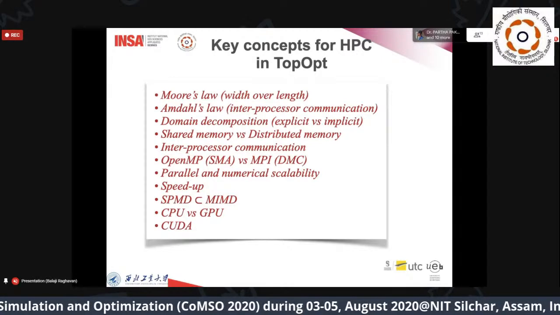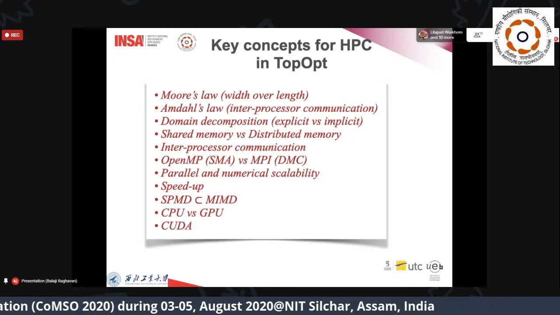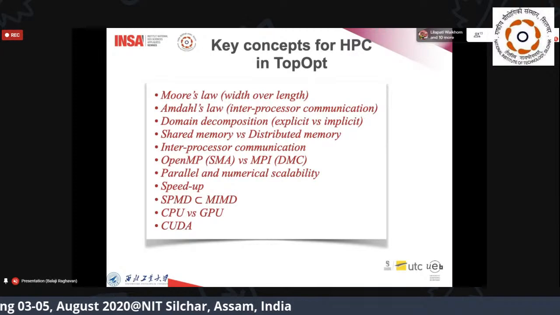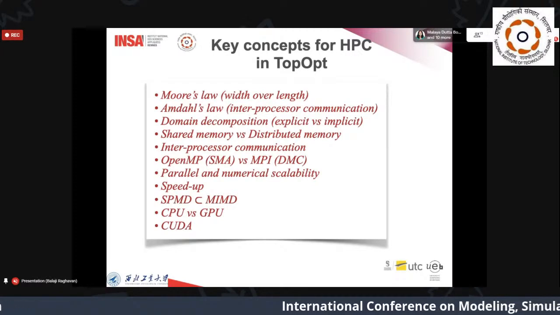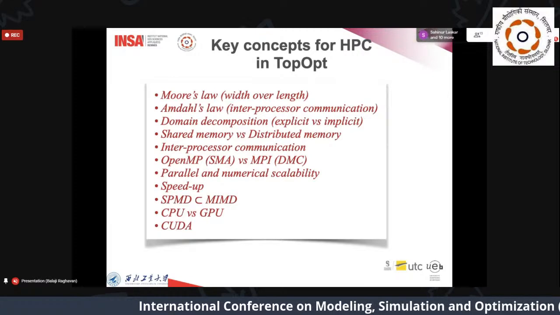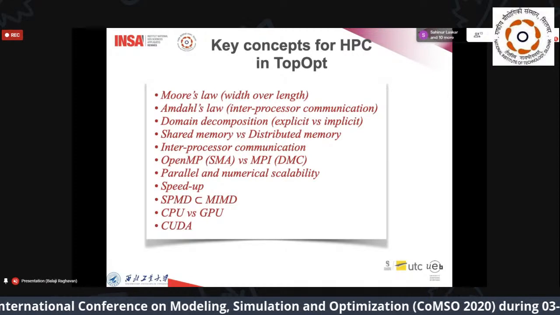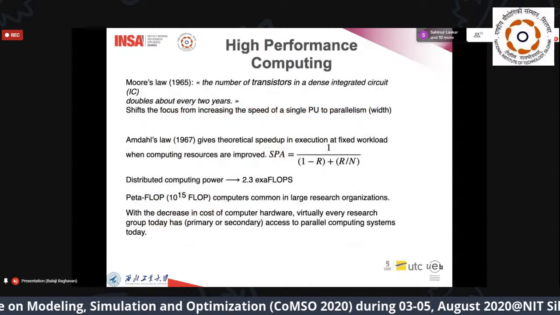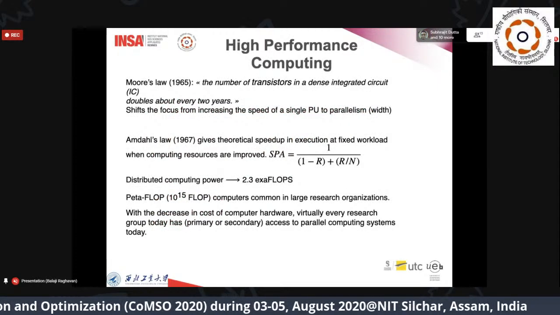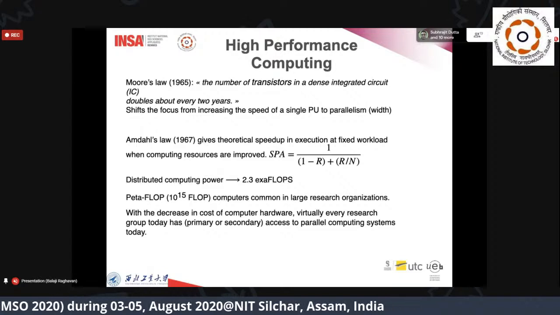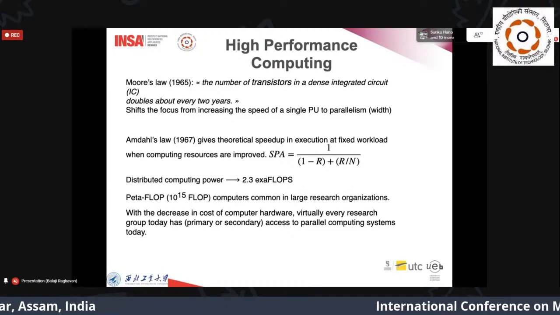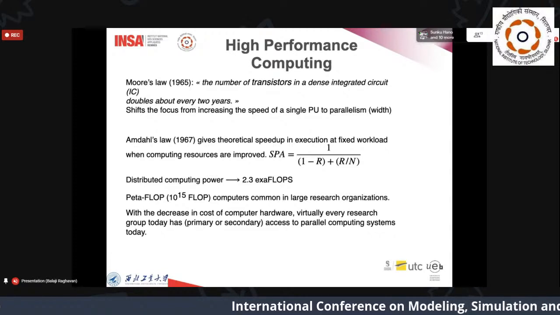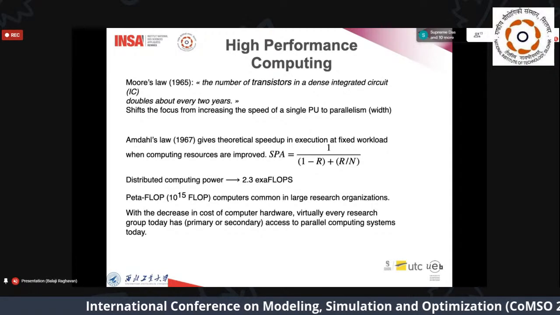Then the advent of GPUs completely changed the game for topology optimization, and so-called CUDA, which I'm sure anyone who's in computing will be able to elaborate on. So anyway, Moore's law basically said that the number of transistors in a dense integrated circuit doubles every 2 years. So basically, instead of trying to increase the speed of a single processing unit, we tried to put more transistors on a single chip.